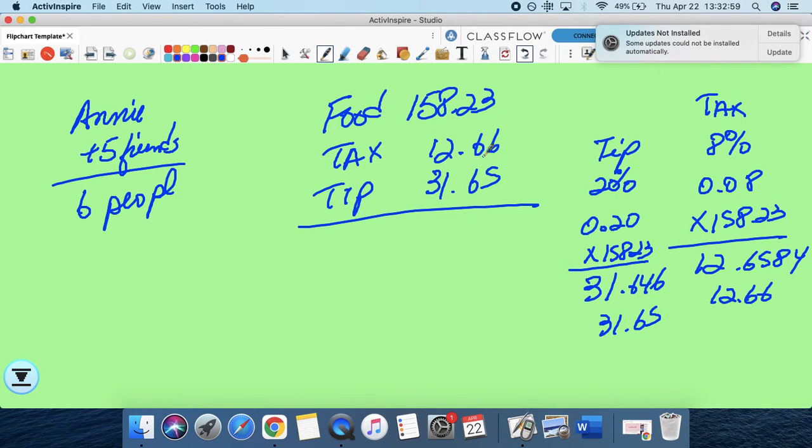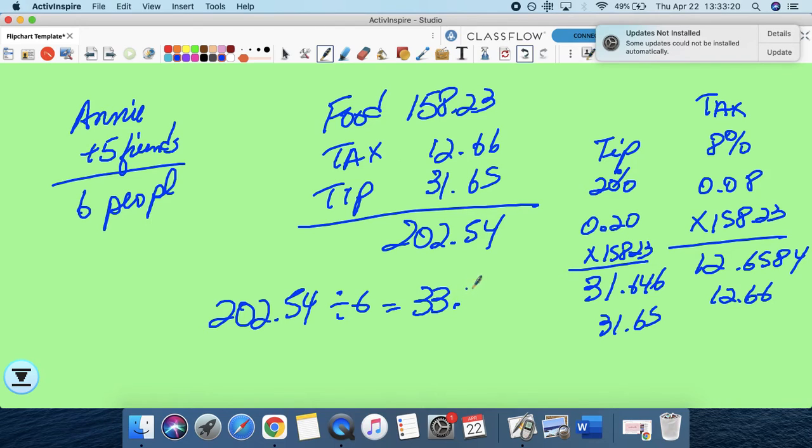Now we add, sumamos todo, ¿no? We add everything. And we get $202.54. But remember, we have to divide, tenemos que dividir eso por 6. We're going to divide that by 6. Y cada una tiene que pagar, everybody has to pay $37.76. Okay? Vamos a partir el total dividido por 6.